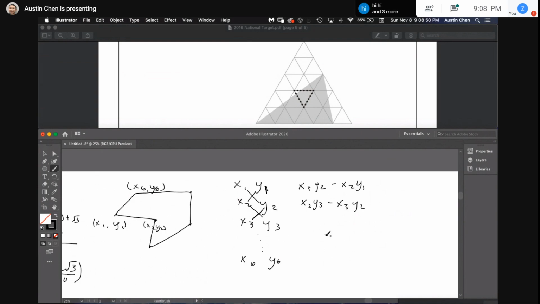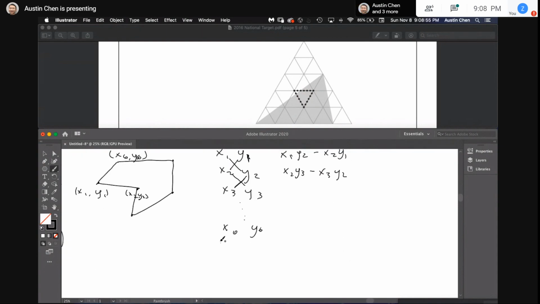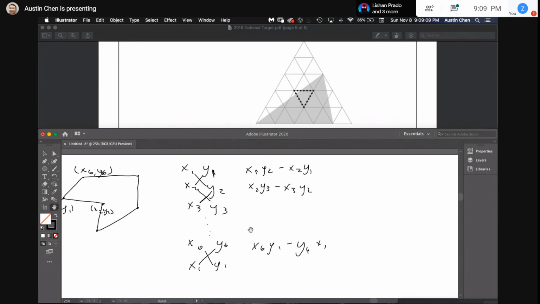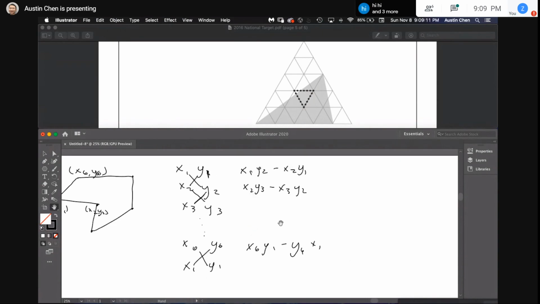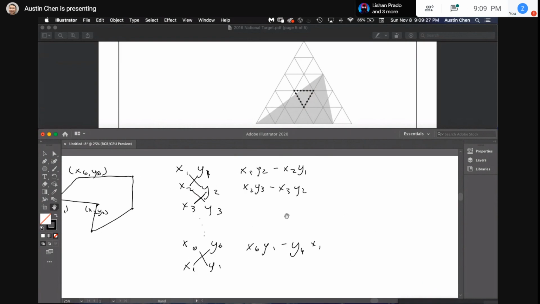And we're going to do this for all of them, right? So we're going to have a bunch of stuff. And we also want to do this to the last one as well. So it's like we have the x1, y1 right here. And we just do this one last time with this. So then we have x6 y1 minus y6 x1. And then we add up all of this stuff together. And then we divide it by 2. And the answer could be negative. If it is negative, then the answer will just be the positive version of that. Yeah. So you have to take the absolute value of it, and you have to remember to divide it by 2. That's crucial. Yeah.